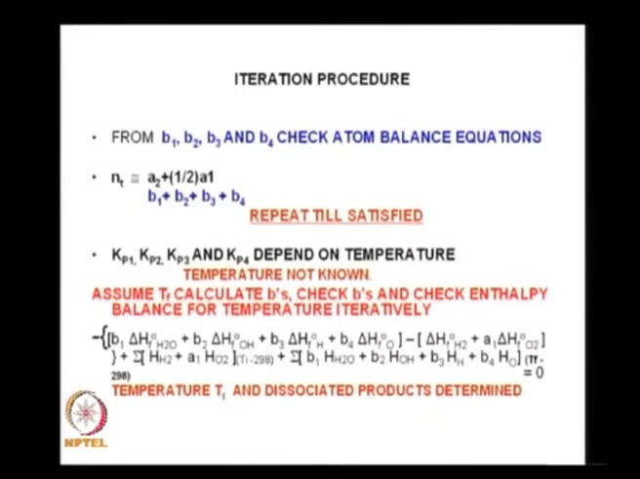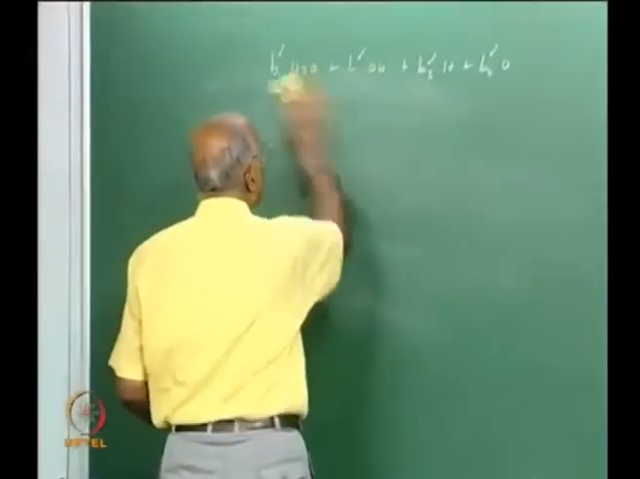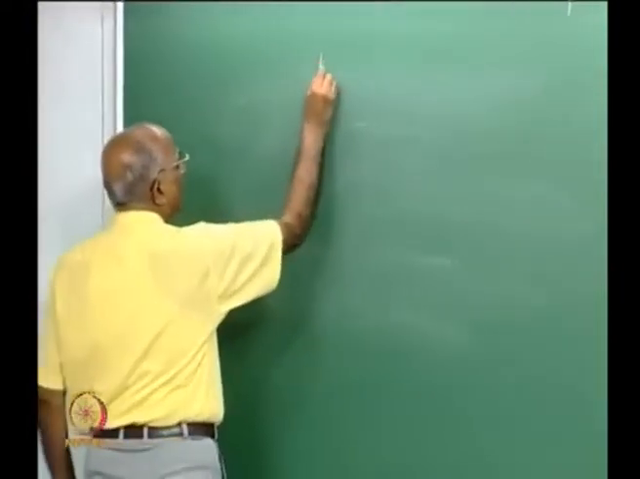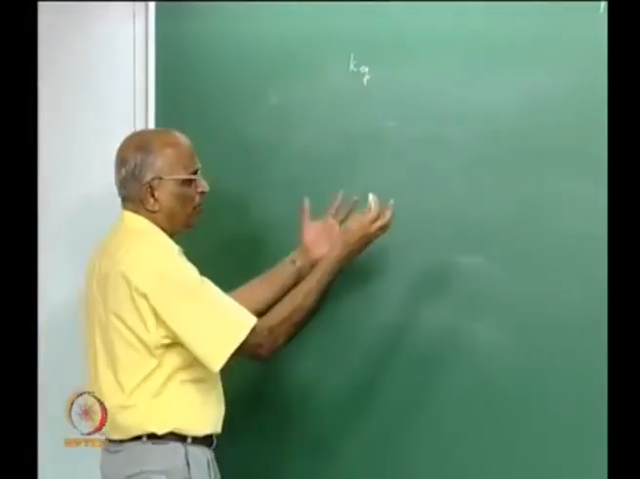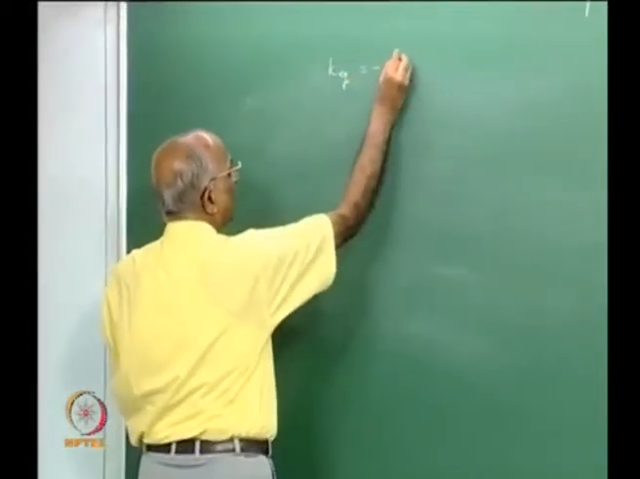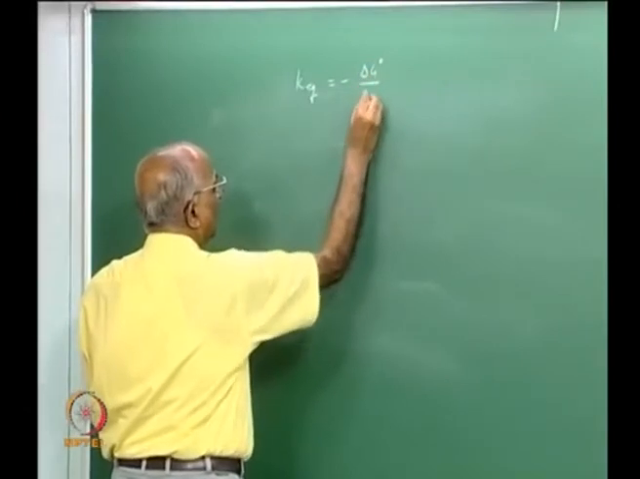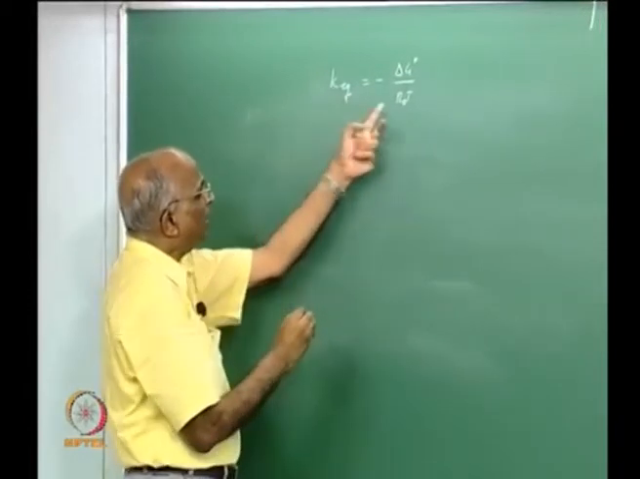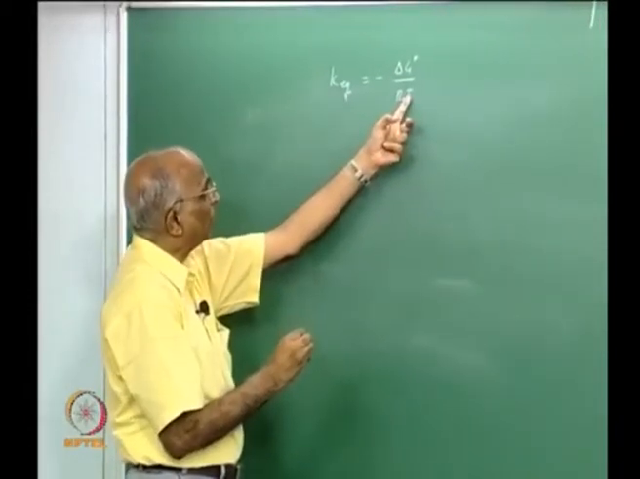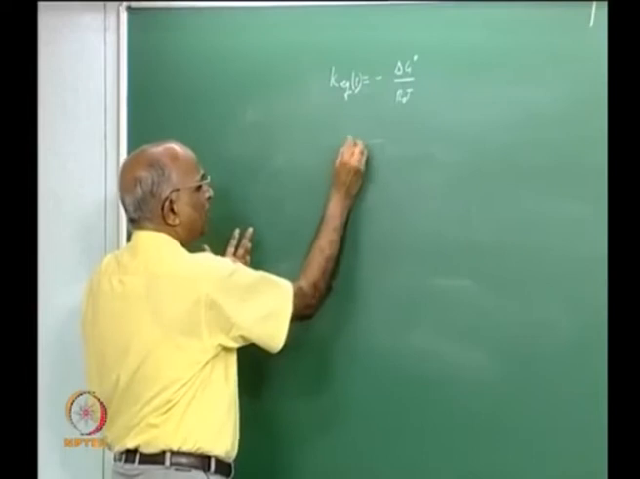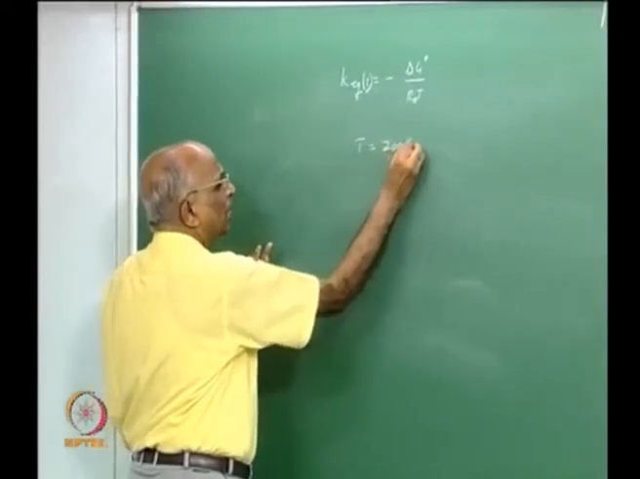Let me repeat this procedure on the board a little bit with respect to the two convergences. What we are looking for is, well, I have something like K equilibrium for a number of, maybe 4 steps, we had K equilibrium 1 for a reaction. K equilibrium we said is equal to e to the power minus Gibbs free energy divided by R naught into T. To be able to get the equilibrium constant, I need the value of temperature, because K equilibrium is a function of temperature. I first assume the temperature of the reaction to be, let us say, 2000 Kelvin.